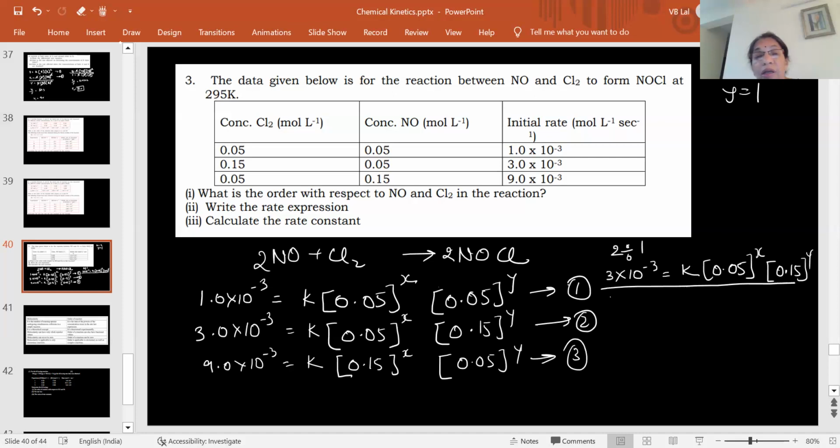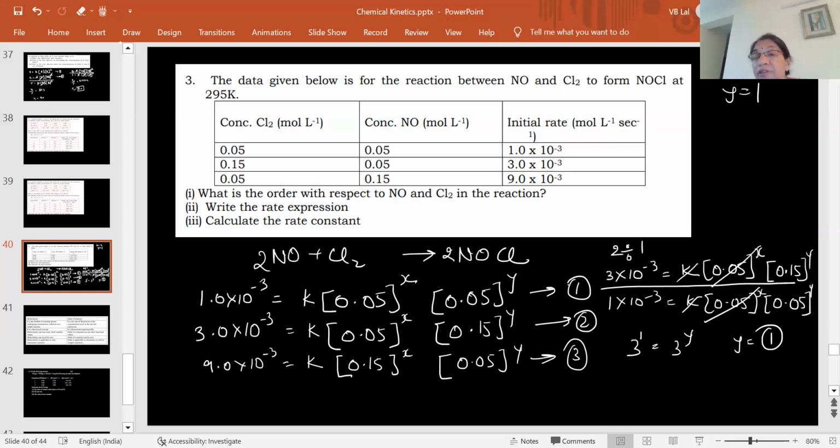So it will be 1 into 10 raised to minus 3 is equal to K, 0.05 raised to X, and this is 0.05 raised to Y. Now K and K get cancelled, and the 0.05 terms get cancelled, so it becomes 3 raised to Y, and this is 3. So 3 is equal to 3 raised to Y. So what is the value of Y? 3 raised to 1 is equal to 3 raised to Y. So Y is equal to 1.